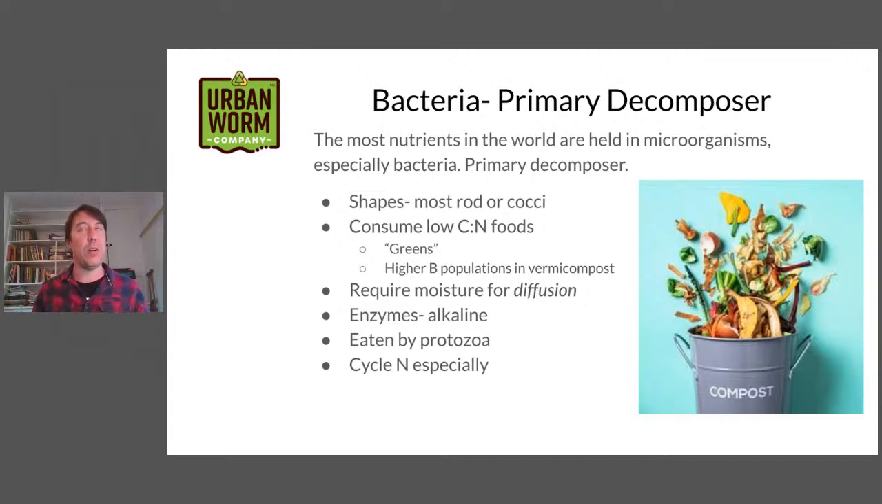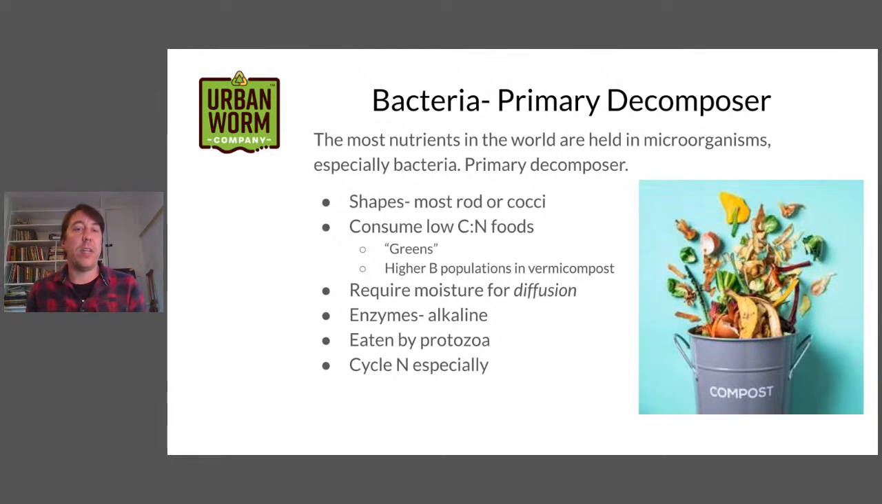Since people are normally putting a good amount of greens into worm bins, that's why we have higher populations of bacteria in vermicompost rather than more fungi, due to the foods that are fed to vermicompost bins. We'll talk about fungi in just a second, but by adjusting the ratios of greens to browns, you can be trying to feed more bacteria or trying to feed more fungi within a compost pile or vermicompost bin.